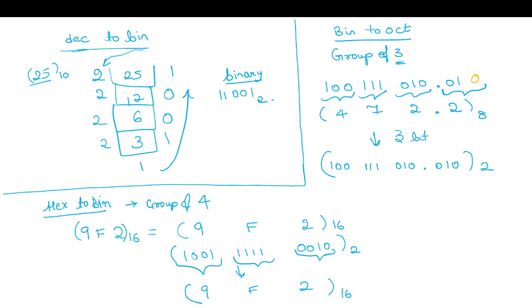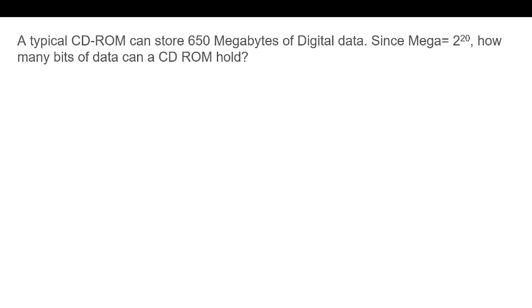Okay, with this, we will go for another question. A typical CD-ROM can store 650 megabytes of digital data. Since a megabyte is 2 to the power 20. Is the voice clear now?